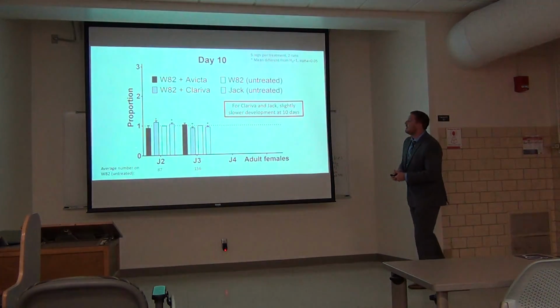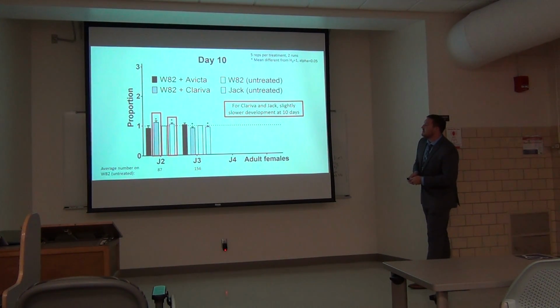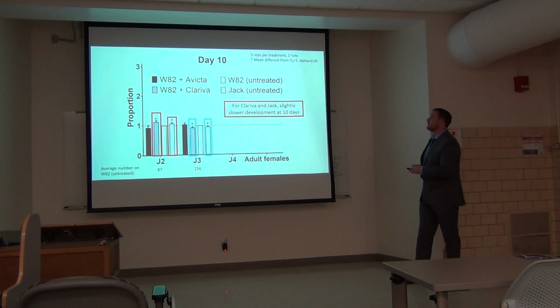Looking at day 10, we're just looking at our proportions, and here's our one line with our treatments of Avicta, Cleriva, untreated Williams 82, and Jack. What we see at the J2 stage is we have more nematodes with the Cleriva treatment and the Jack treatment. And at the J3 stage, we have fewer nematodes for Cleriva and Jack. So we're seeing slower development, at least for those two treatments, at day 10.